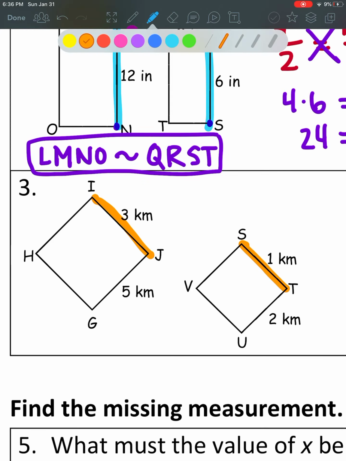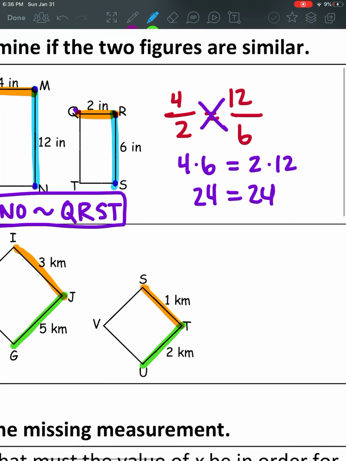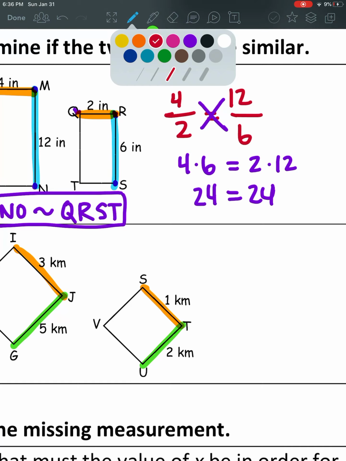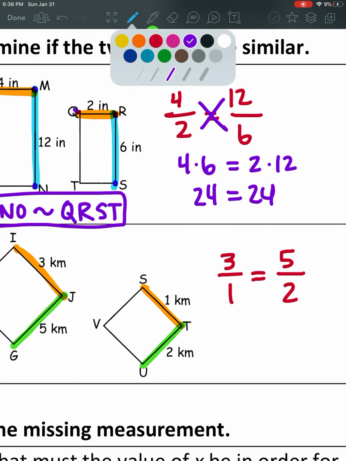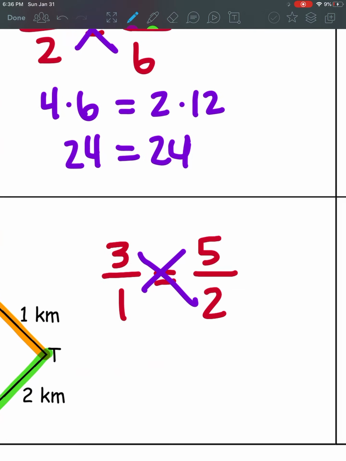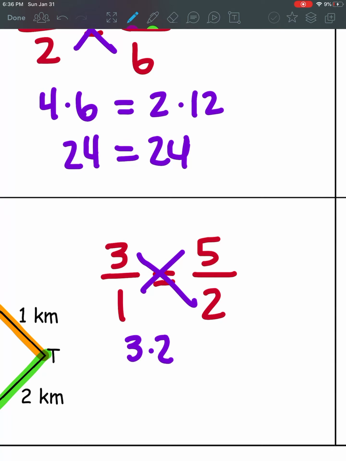I'm going to jump directly below, and now we're going to find our corresponding sides. IJ is corresponding to ST, and JG corresponds to TU. Again, we're going to set up our proportion, our two fractions. So 3 corresponds to 1. And then again, we have to put our first rhombus first, on top of that fraction, so 5 to 2. And then use our cross products to see if they're similar.